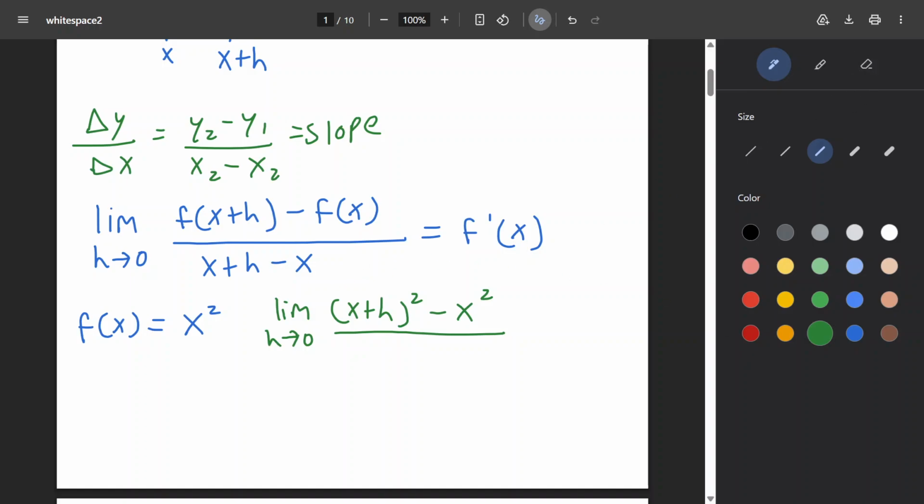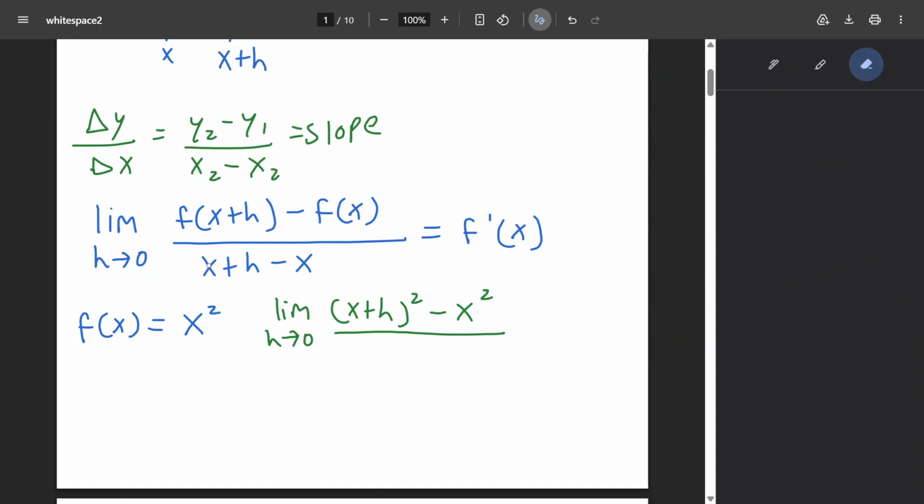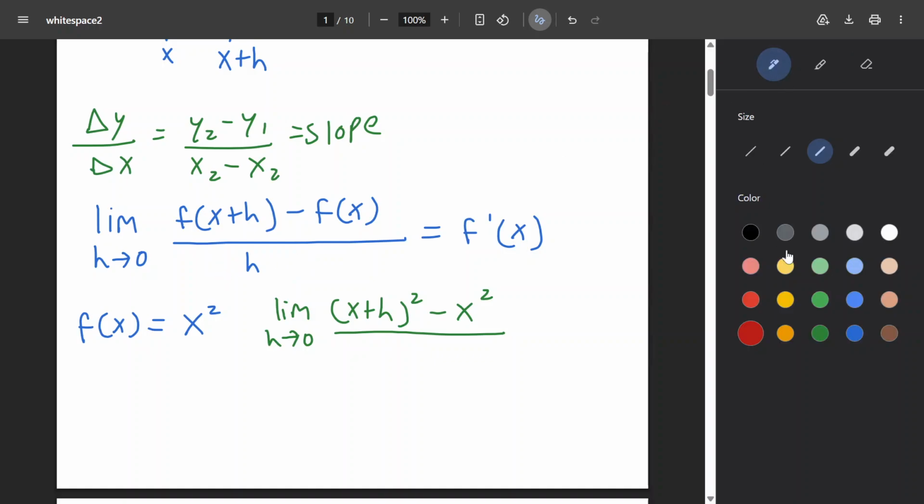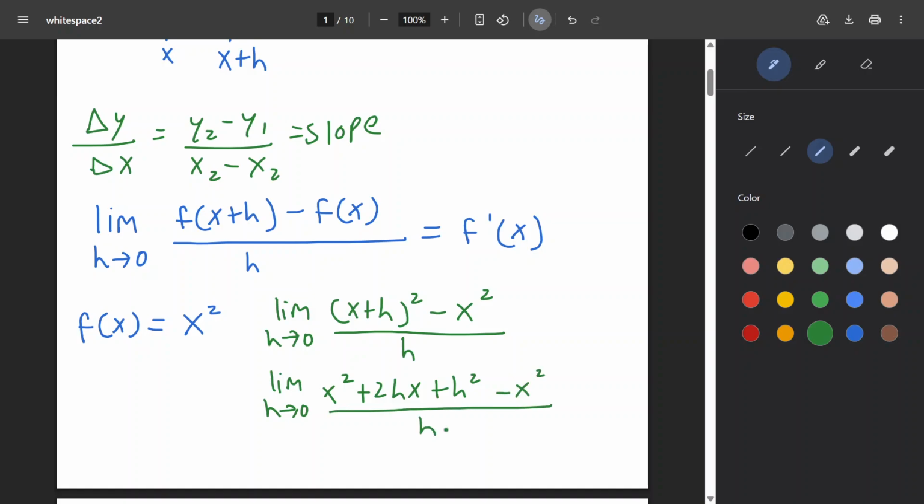Oh yeah, it's also good to mention that x minus x is 0. So these x's here just cancel out, leaving us with h in the denominator. Isn't that convenient? Let's continue to expand this. We'll say the limit as h approaches 0 of x squared plus 2hx plus h squared, I simply expanded this binomial here, minus x squared all over h. Okay, let's continue to simplify this. So hopefully you noticed that x squared and x squared cancel out. So we're left with 2hx plus h squared all over h.